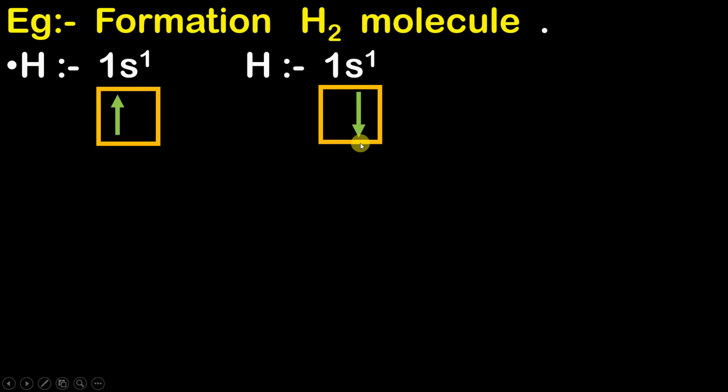So for the formation of a covalent bond, what we have studied up till now is the first point, that it must have a half-filled orbital, and the second point, that it must have electrons which are moving in opposite directions. This electron is moving in the clockwise direction, and this electron is moving in the anti-clockwise direction. So we have understood two postulates up till now.